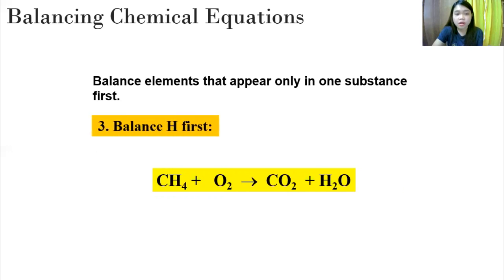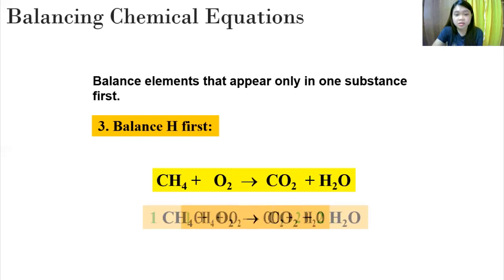So for this process, we balance the hydrogen first. So how do we do this? We know that there are four hydrogen present in the reactant and only 2 here. So how do we make the product side equal to 4 hydrogen atoms?